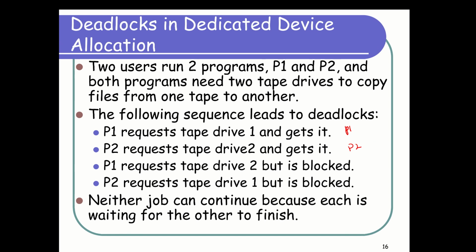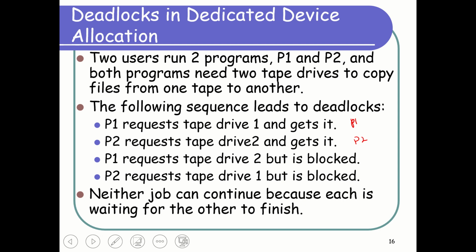So we have tape drive 1 and tape drive 2. P1 requests and T1 is allocated, P2 requests and T2 is allocated. If P1 tries to request T2, it is blocked because now it's serving P2. And if P2 tries to request T1, it is also blocked because now it's serving P1. Neither job can continue because each is waiting for the other to finish.